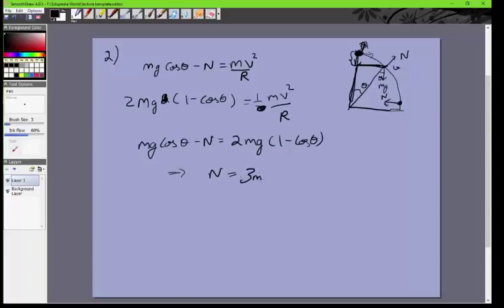So it is 3 mg cos theta minus 2. Initially theta is 0, so it is mg. That means it is positive, so radially outwards. Finally theta is pi by 2, so cos theta is 0 and this is minus 2 mg. That means radially inwards, because we've assumed radially outwards, so a negative normal force means radially inwards.